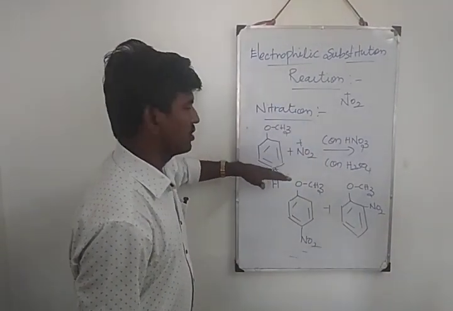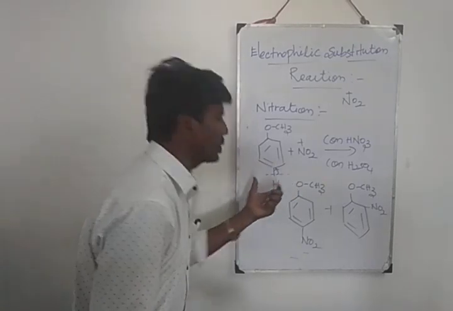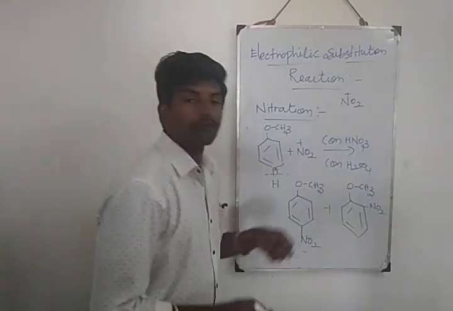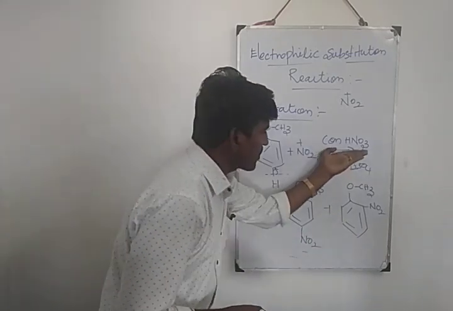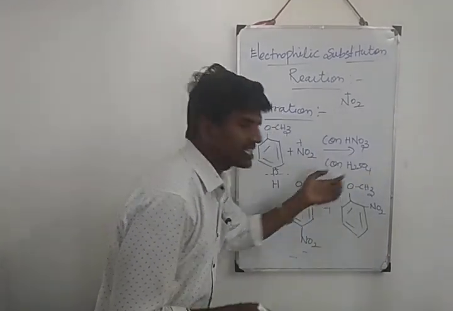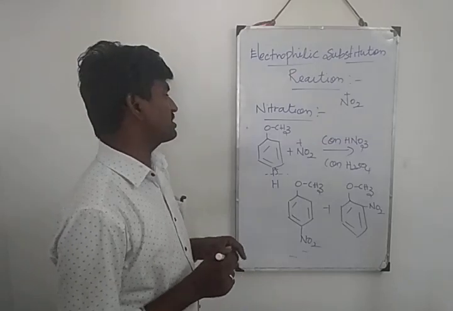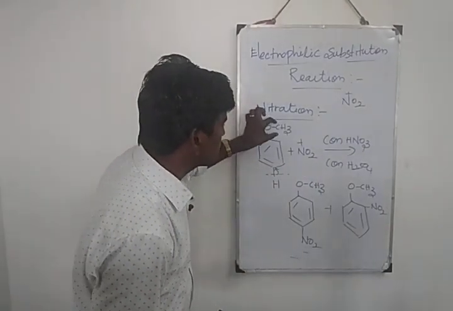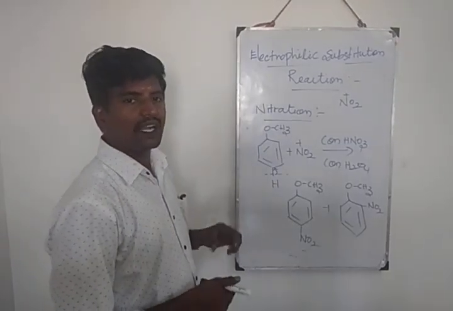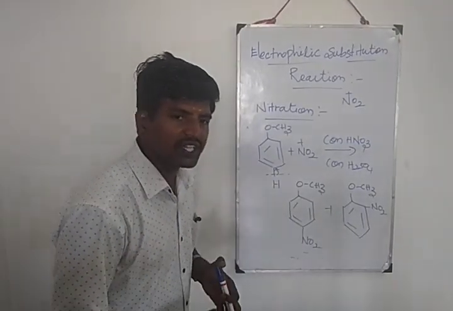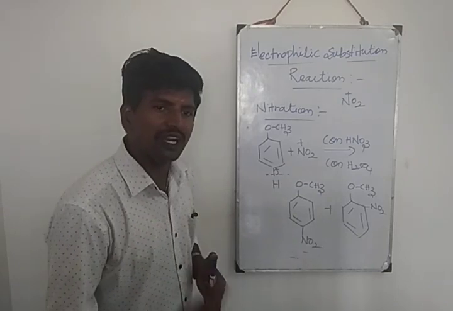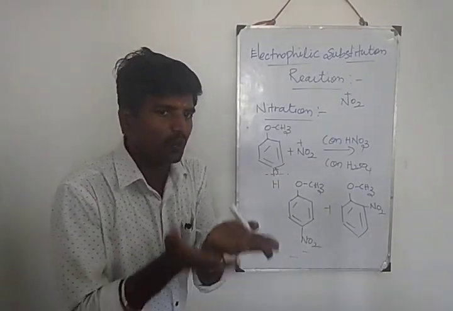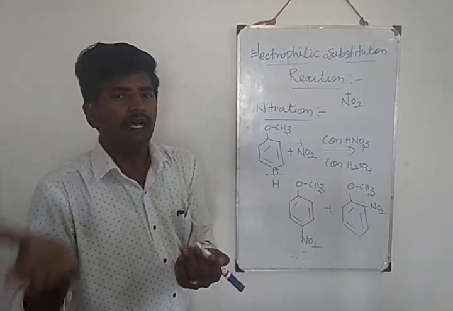Nitration in anisole. First of all, I am going to take anisole. If you want to do nitration, we have to add nitrating mixture. Here a mixture of concentrated nitric acid and concentrated sulfuric acid is the nitrating mixture. This nitrating mixture gives nitronium ion. The alkoxy group is an ortho-para directing group, so the chemical reaction takes place in the para position as well as the ortho position. So it gives a mixture of products. It gives two products: one is the ortho product, another one is the para product.